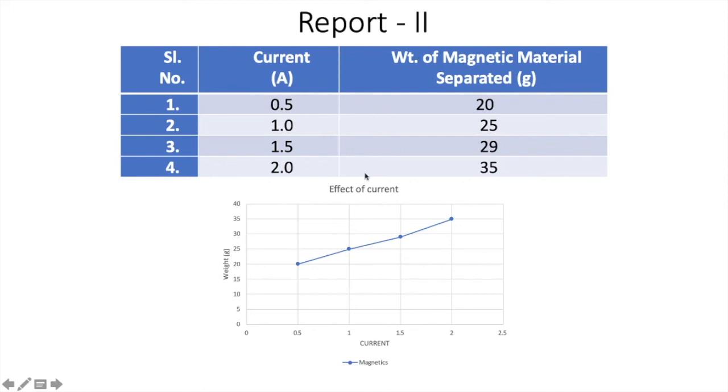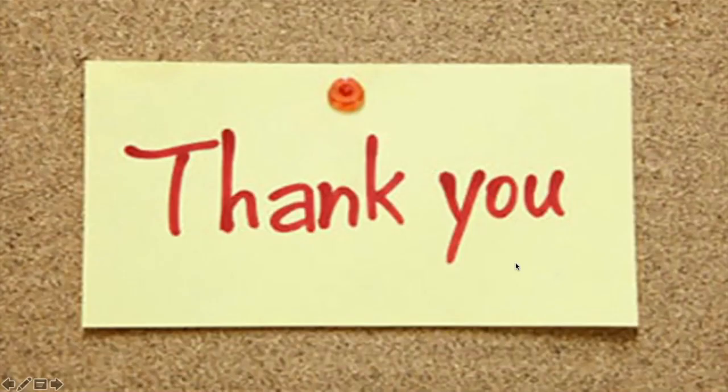After getting these values, we can plot a curve in a similar way. So you can see current versus weight. The magnetic content goes on increasing with increasing current. So that's all about the induced roll magnetic separator. Thank you.